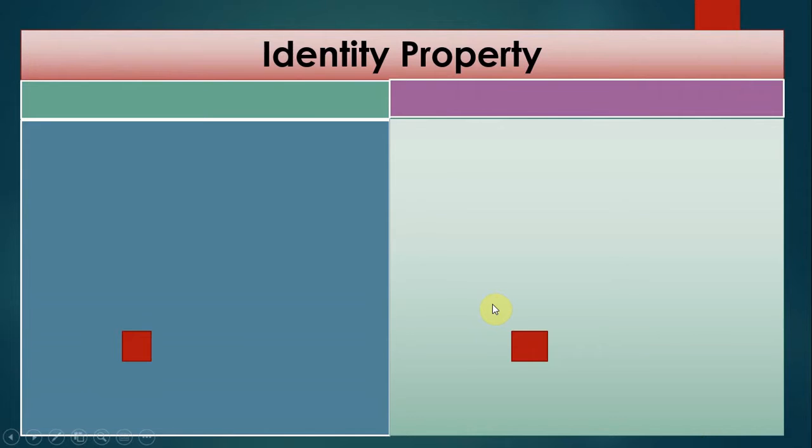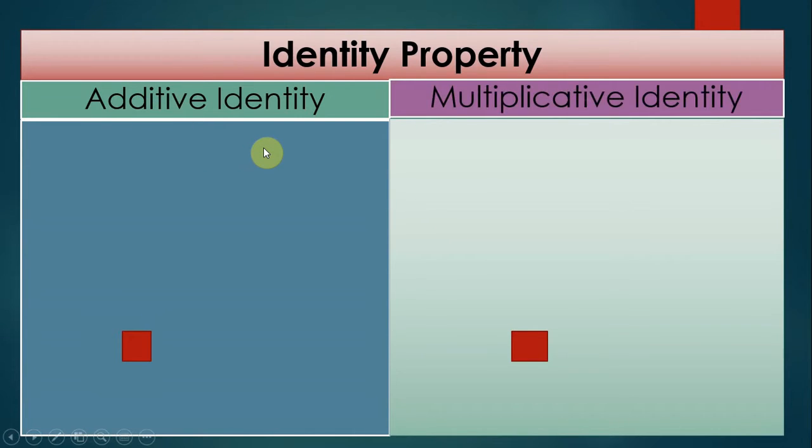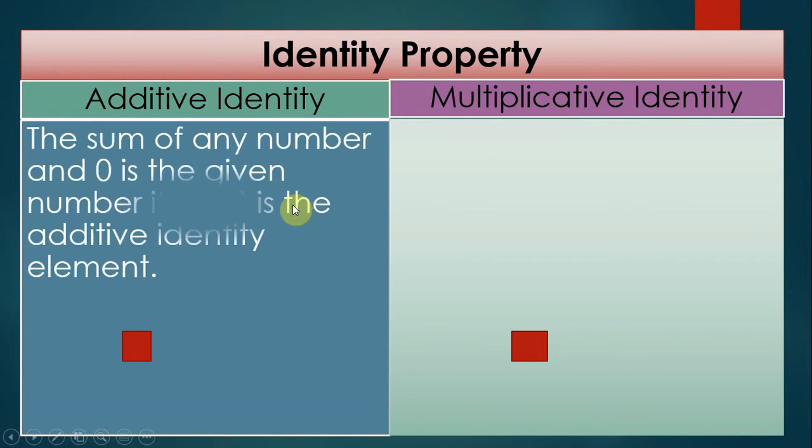Okay, here is another one, identity property. If we speak of identity property, there are two types, additive identity and multiplicative identity. So this is the identity property of addition and the identity property of multiplication. Now here are the examples.